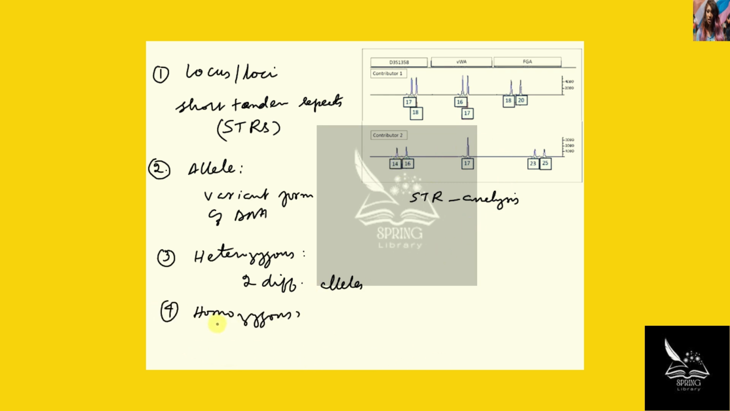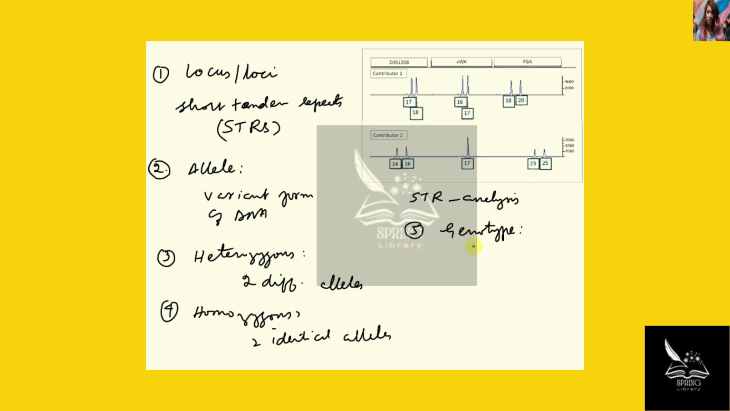Now coming to another term, homozygous. An individual is homozygous at a particular locus if it has two identical alleles for that gene. We can see that suspect 2, or contributor 2, is homozygous at the locus VWA, which has only the 17 allele at this locus. So for this locus, suspect 2 is homozygous.